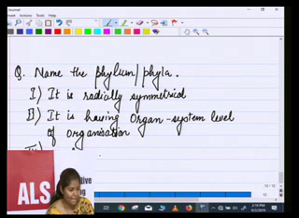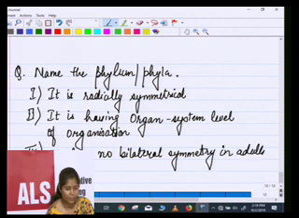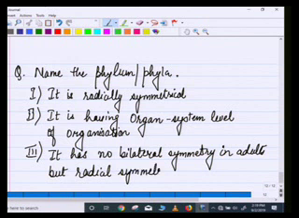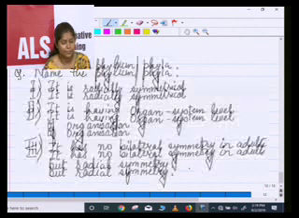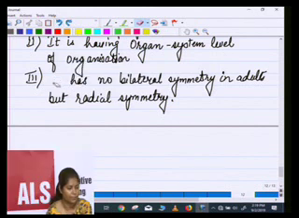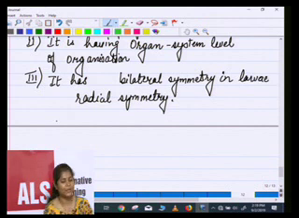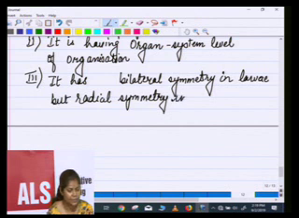It has no bilateral symmetry in adults, but has radial symmetry, or modify this point in a way: it has bilateral symmetry in larvae but radial symmetry in adults.